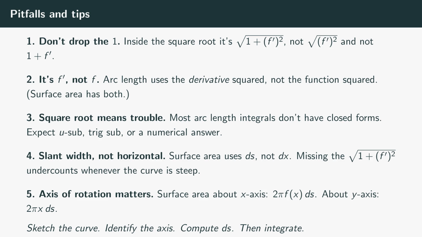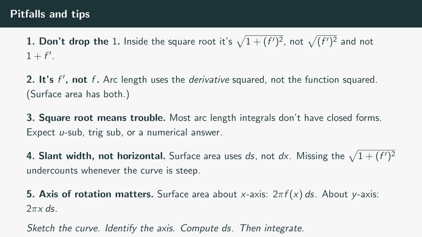4. The surface area band has slant width ds, not horizontal width dx. The frustum formula uses slant. If you forget the square root of 1 plus f prime squared in the surface area integral, you're treating each band as a cylinder, not a cone, and you'll undercount badly whenever the curve is steep.